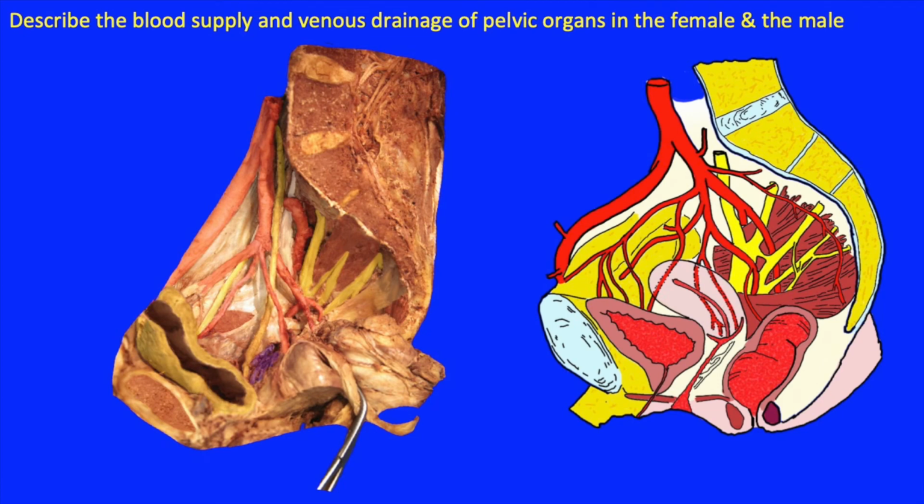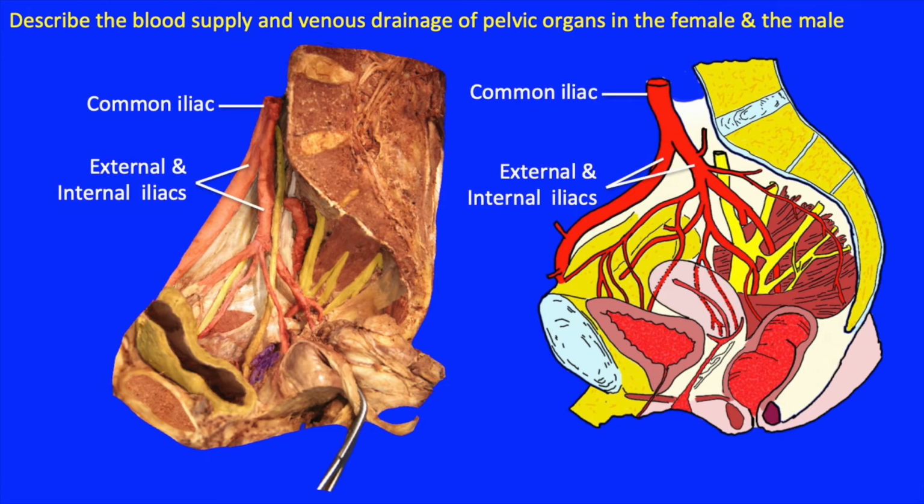Our next objective is to describe the blood supply of the pelvic organs, and this is rather straightforward. The abdominal aorta bifurcates into two common iliac arteries that then divide into an external and an internal iliac artery. This is clearly shown in both the dissection image on the left and the drawing on the right. The traditional description is that the internal iliac artery will then subdivide into an anterior and a posterior division, although this is less clear in many dissections as shown on the left.